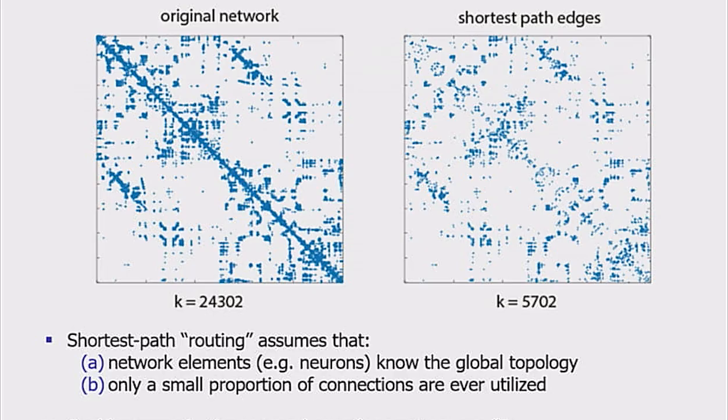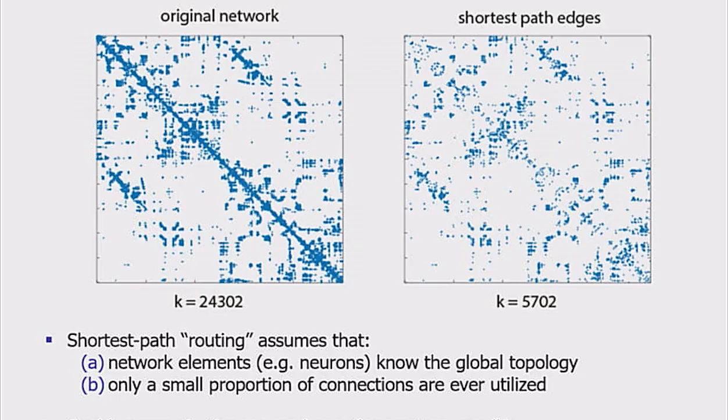So what I want to convince you then today is that shortest path routing cannot be the whole story. If you assume shortest path routing, you're actually making two assumptions. One is that the network elements, so the neurons or populations of neurons, know or are somehow aware of the global topology. They know where they are in the network, and they're able to actually calculate what the shortest path would be to the target location. This is a biologically somewhat implausible assumption.